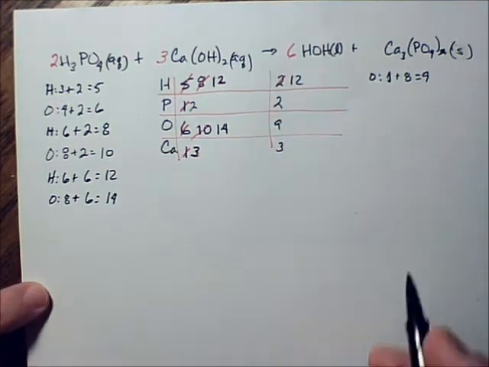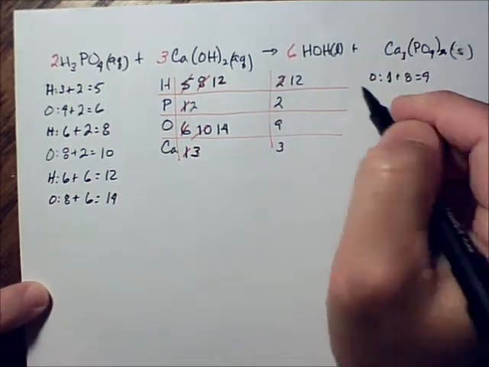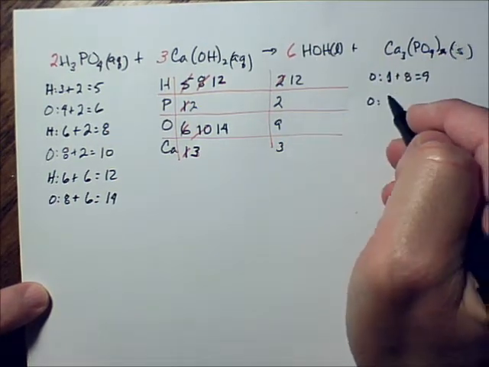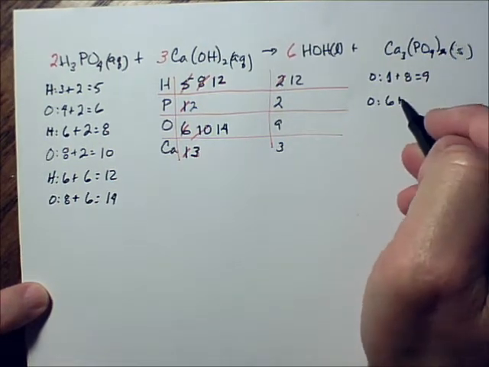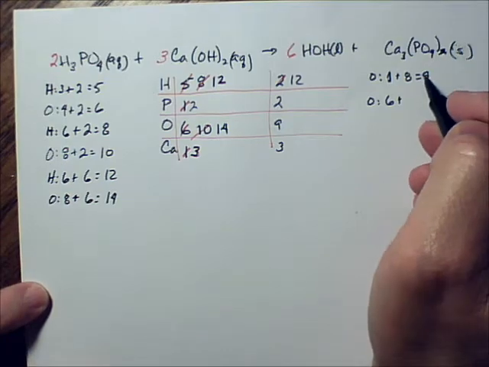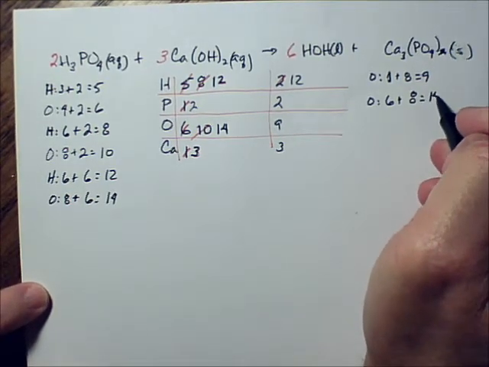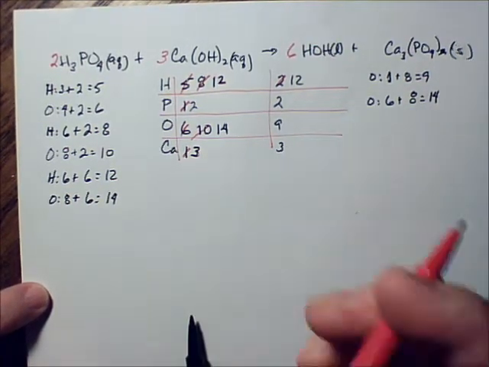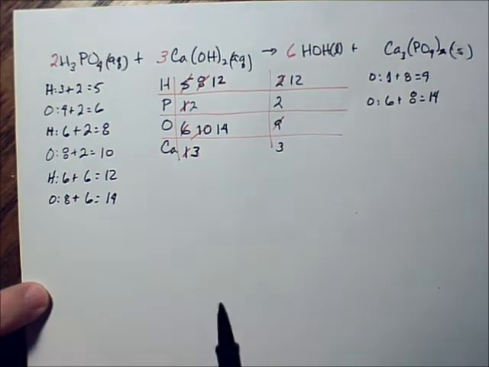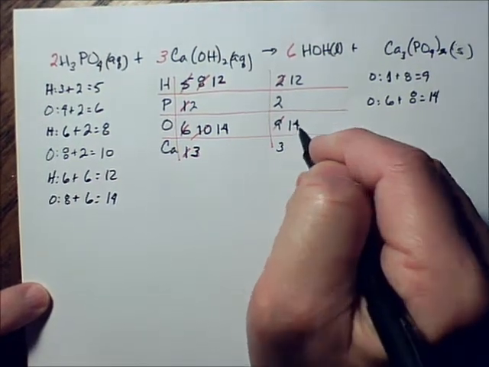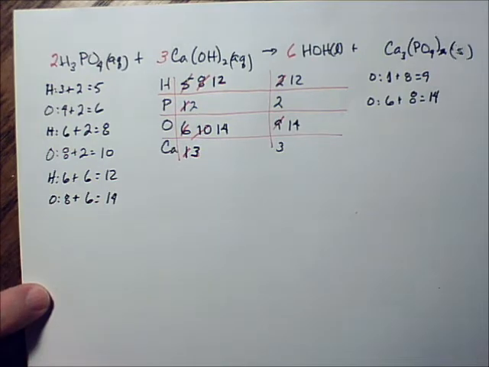And it changes our oxygen number on the right-hand side. So let's go back and add up all the numbers here. 6 times 1 is 6. 2 times 4 is 8. So that's 14 oxygens. And we're balanced, right? Okay.